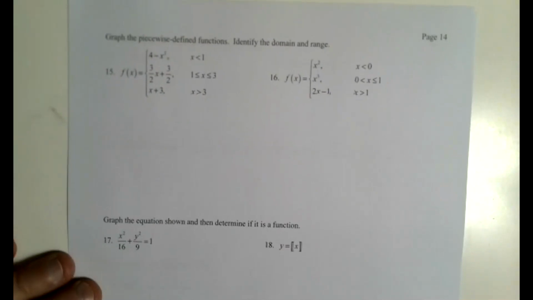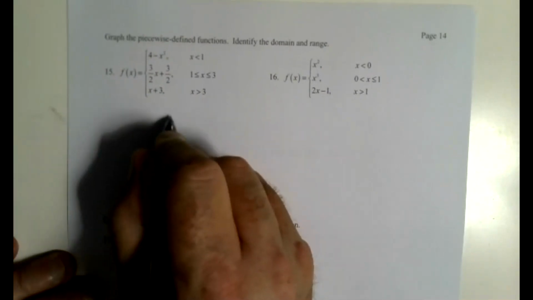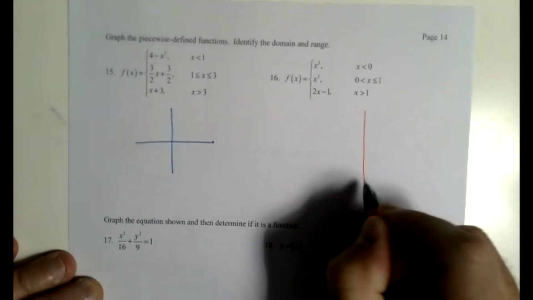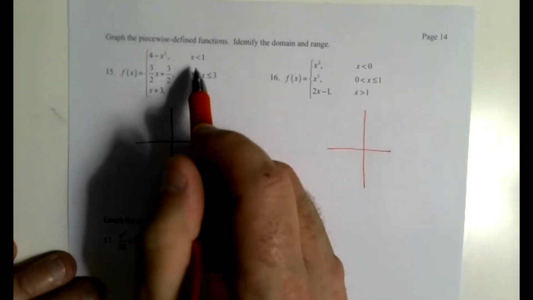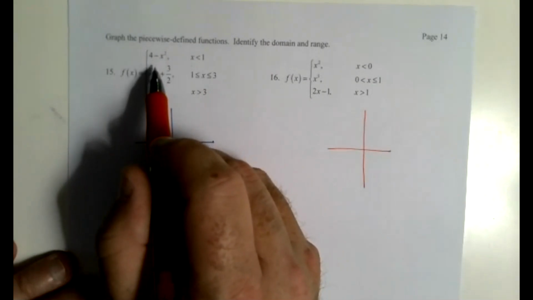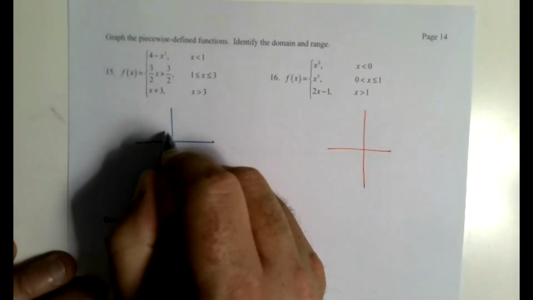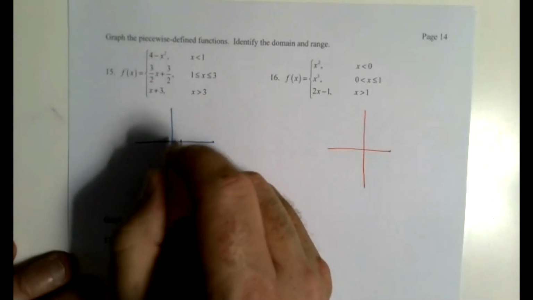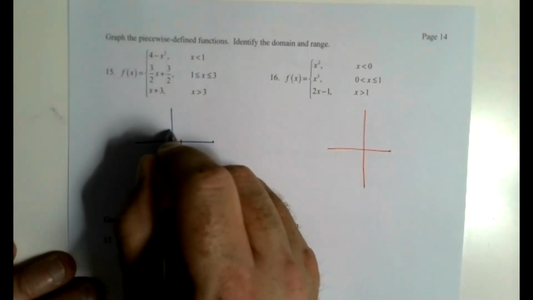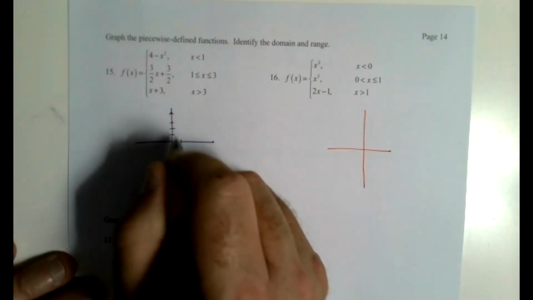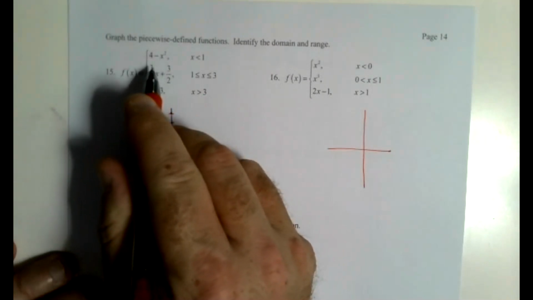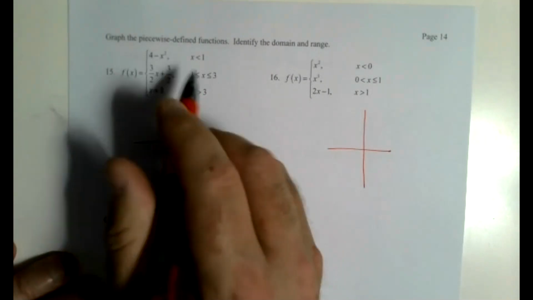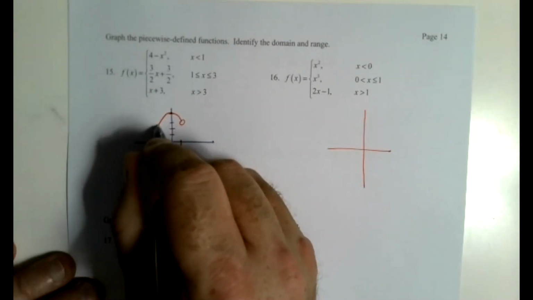Graph the piecewise, identify the domain and range. So when x is less than 1, we get 4 minus x squared. That's negative x squared plus 4. So it's an upside down graph. So at 0, we put in 0, it hits at 4. Here, if I put in 1, I get 4 minus 1 is 3. And that is an open dot. That's everything less than 1. So off we go.